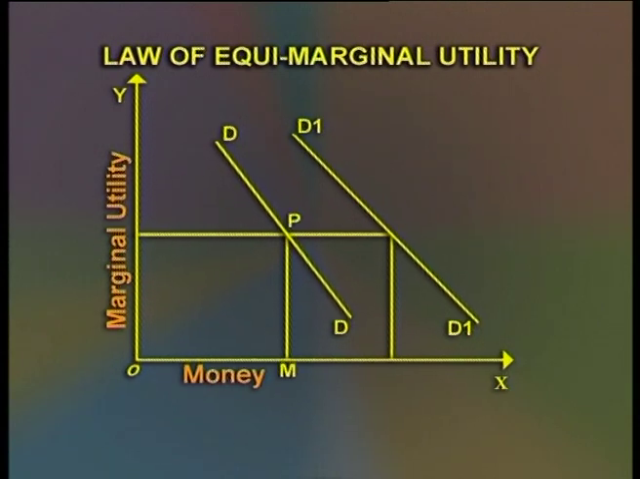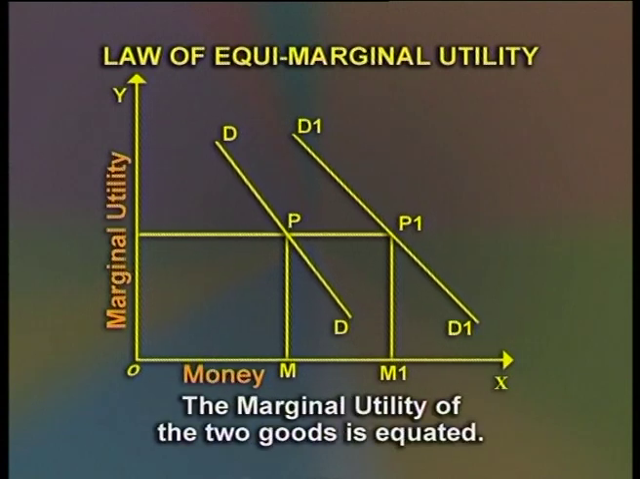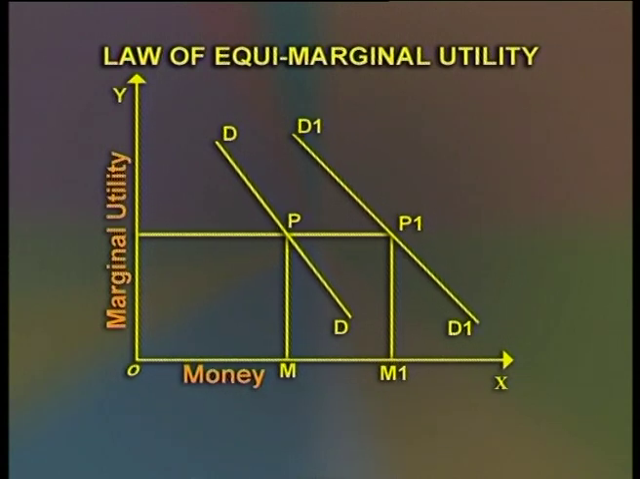Now, if OM amount is spent on DD and OM1 amount is spent on D1, we can see that the marginal utility is equated. In such a case, the consumer will get maximum satisfaction because the marginal utility of the two goods is equated. Any other distribution of money will not give him as much total satisfaction as this combination gives him.